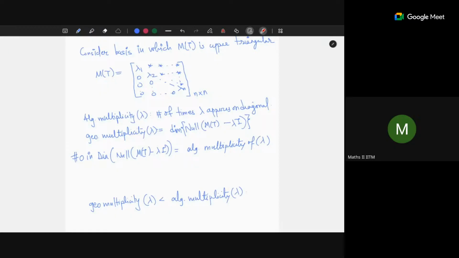So in that case, the number of zeros is equal to the algebraic multiplicity of lambda. So the geometric multiplicity, that means the nullity, the number of independent variables, will always be less than or equal to the algebraic multiplicity. It cannot go beyond the algebraic multiplicity. So this is the relation that you will get in this case.